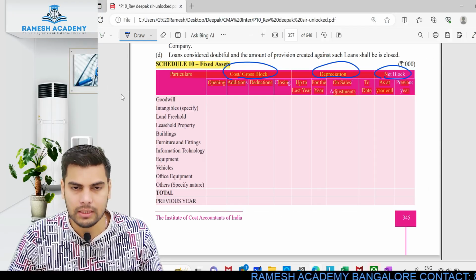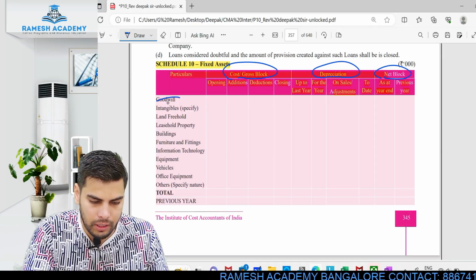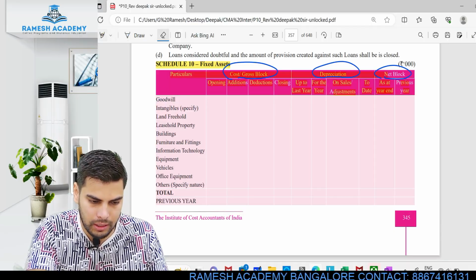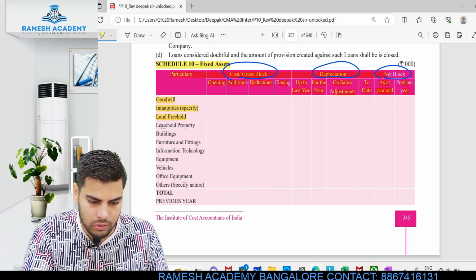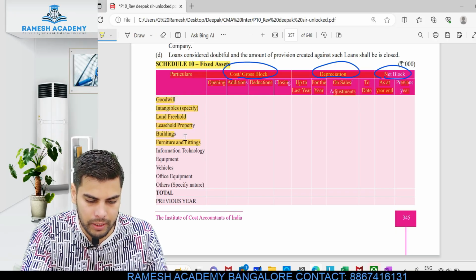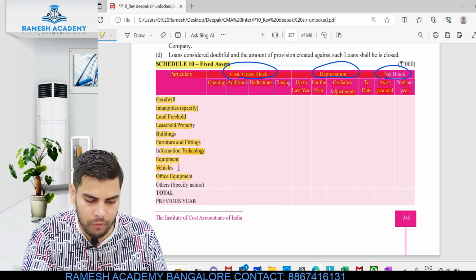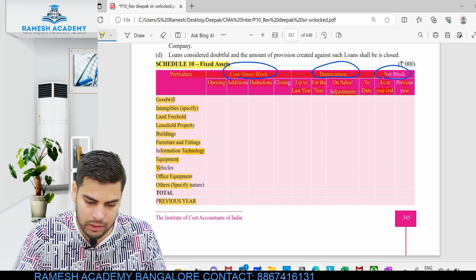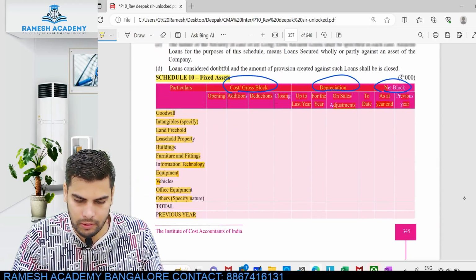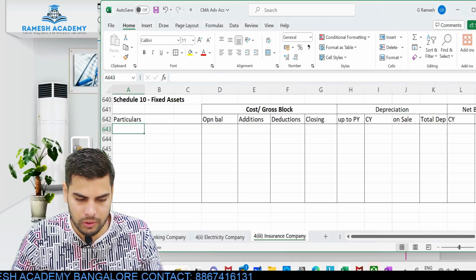Look at the categories. You will be showing the goodwill. Any intangible asset, show it separately. So freehold land, leasehold property, building, furniture, fittings, information technology, equipment, vehicle, office equipment, others, specify. Then you'll just show the total. And in the same way, for the previous year also you'll have to show the same.